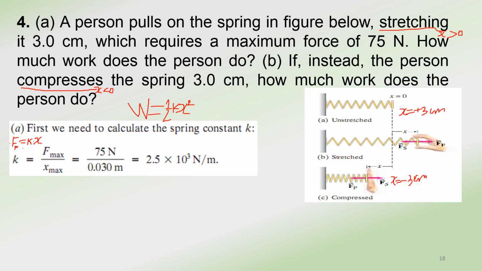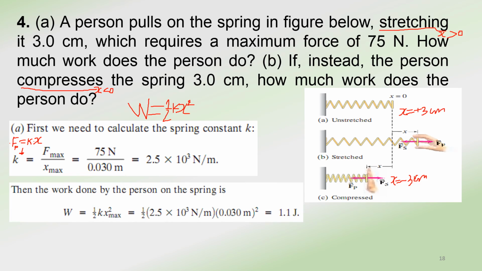It's the reason why here we say that the spring constant k equals the maximum applied force over the maximum stretched distance, equals 75 newtons over 0.03 meter, which is equal to 2.5 times 10 to the power 3 newton per meter. And we need to apply this formula where the work done is equal to the elastic potential energy equals 1/2 kx squared equals 1/2 k, calculated here.